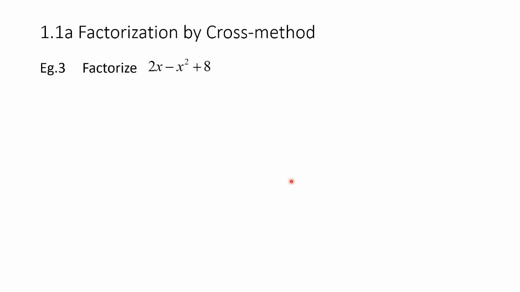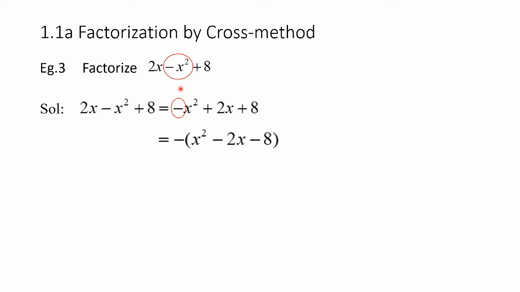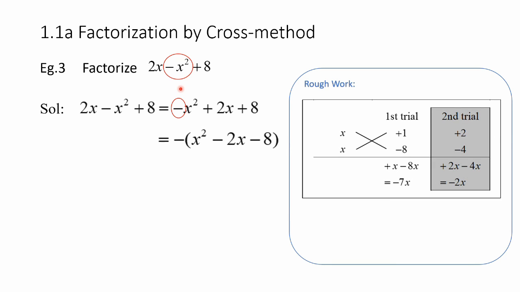Here comes the final example. In this case, you can see that the x squared term is in the middle of the expression. So, let's arrange the terms in descending powers of x first. After rearranging the terms, we reveal that the coefficient of x squared is negative. In order to make it simple, we take out the common factor minus 1 of the whole expression. Then, do the trials as what we have done before.